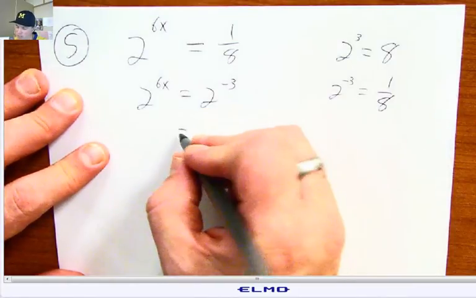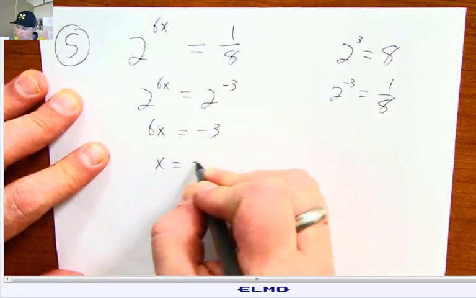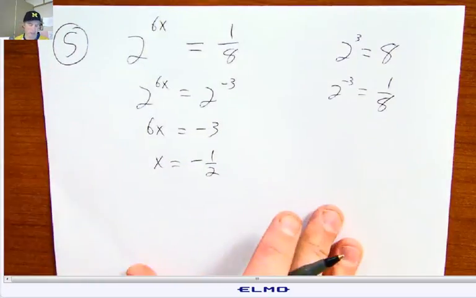Now I can set the two sides equal to each other. 6x equals -3. Divide by 6. Answer is -1/2.